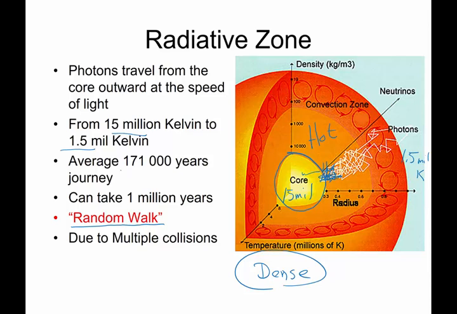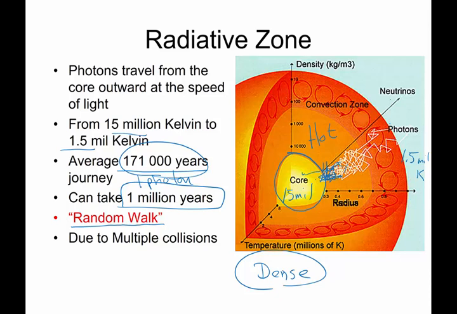On average, it's going to take over 170,000 years for one photon, one little piece of light, to go from the core to the outside of the sun. Due to these random collisions, it can take up to 1,000,000 years. 1,000,000 years. That is a nutty long period of time.